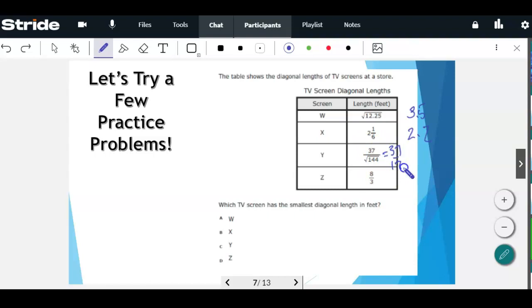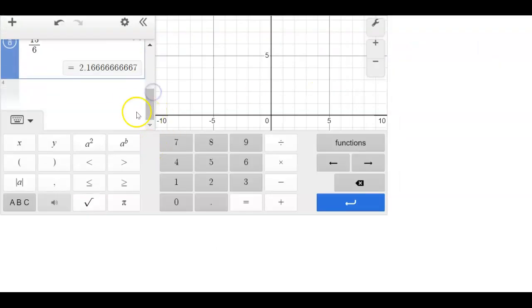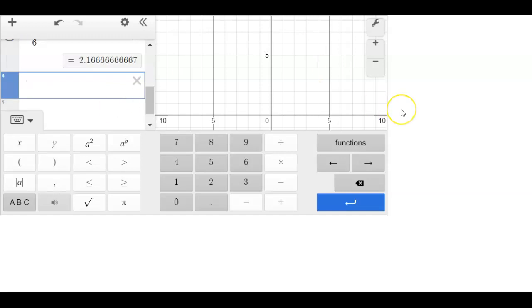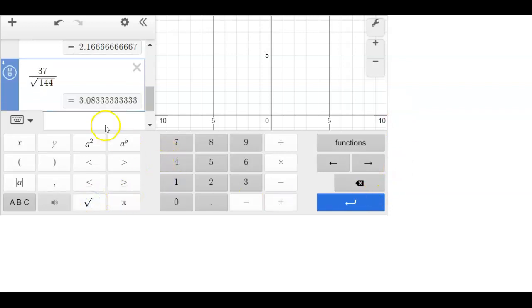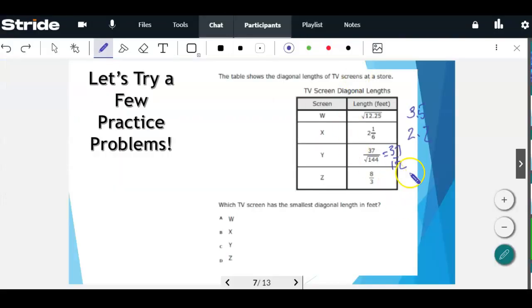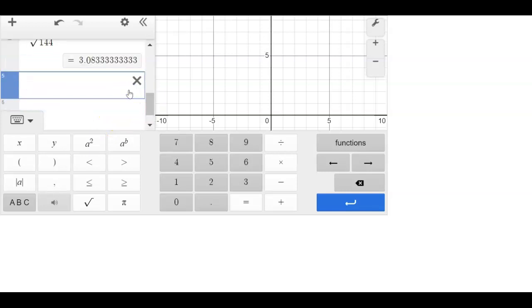But we can put it into the calculator just like we see it in case you weren't familiar with the square root of 144. So let's do that. So I'm going to go ahead and scroll down. And we have 37 over square root 144. And there's our answer, 3.08. I'm going to go ahead and round out to 3.1. And then our last one is 8 over 3. So let's scroll down again. I'm going to put them all on this. So 8 divided by 3.